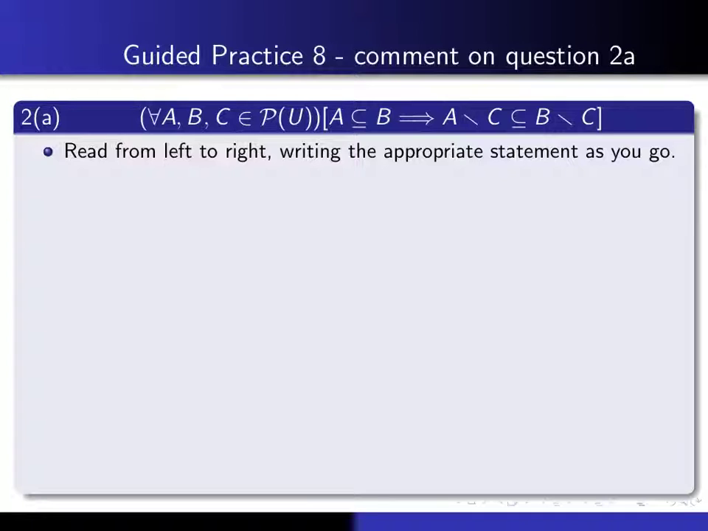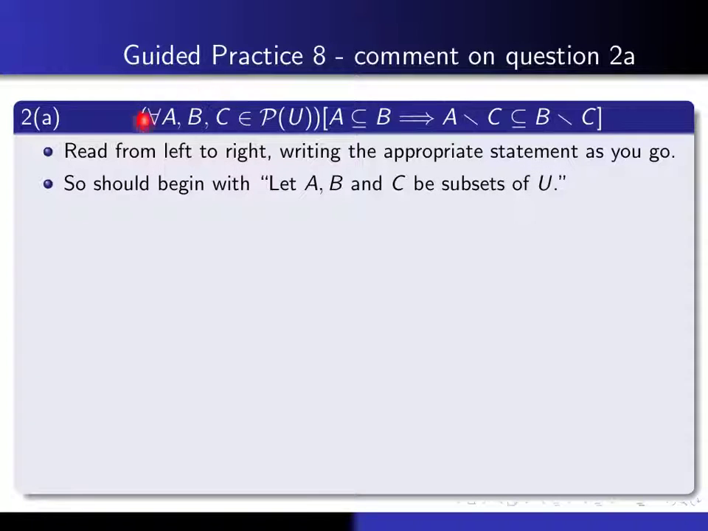As is the case for every other proof you're going to do, you always want to read from left to right, writing the appropriate statement as you go. So this is what you see first, and so you should begin by saying, let A, B, and C be... You could say elements of the power set of U, but that's a little bit awkward, and it's better to say what that really means. To say something is in the power set of U is to say that it's a subset of U. So it's better to say, let A, B, and C be subsets of U.